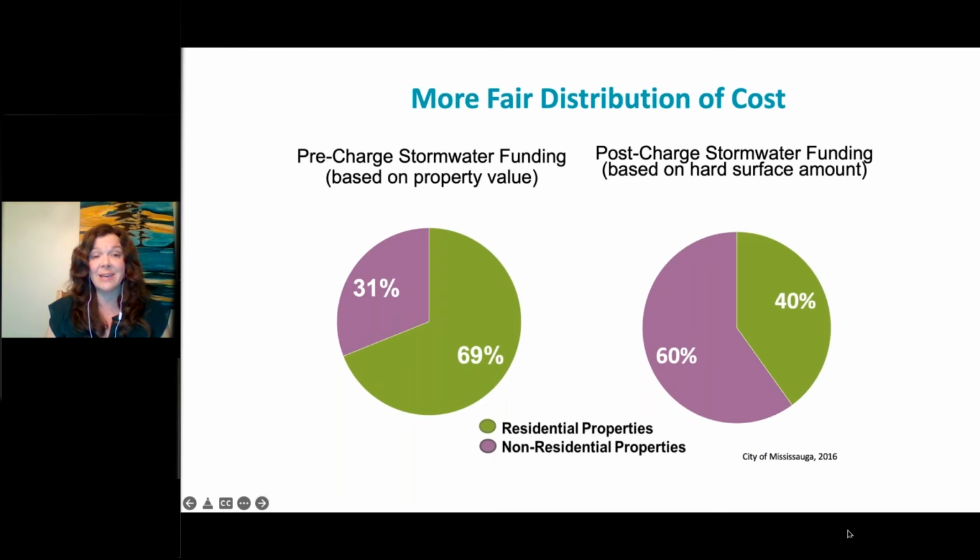So you can see here on the left, prior to that, when we were still funded through property taxes, the majority of funding came through residential properties, which are the majority by number of properties in Mississauga. However, those industrial and commercial and institutional properties, while they're the minority of properties by number, they're actually the majority of hard surface in Mississauga. So once we changed to a user fee model, there was a more fair redistribution of who pays.